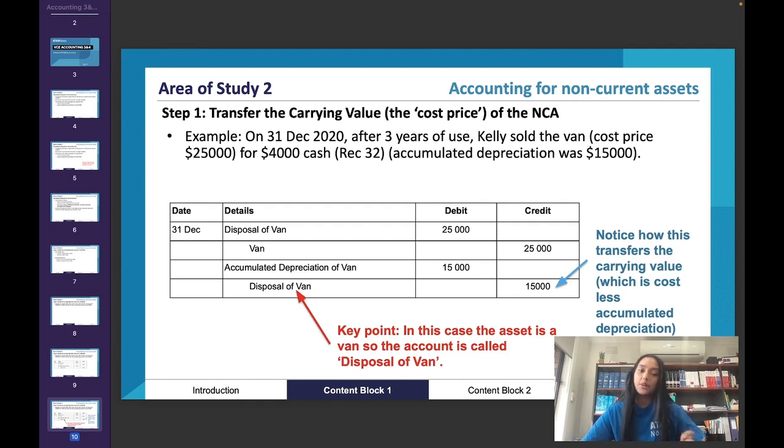And also note, like I was saying earlier, because in this specific example we're disposing of a van, the temporary ledger account is called disposal of van. If the example was disposing of a computer, then the account would be called disposal of computer. So that temporary account's name can change depending on which type of non-current asset we're disposing of.